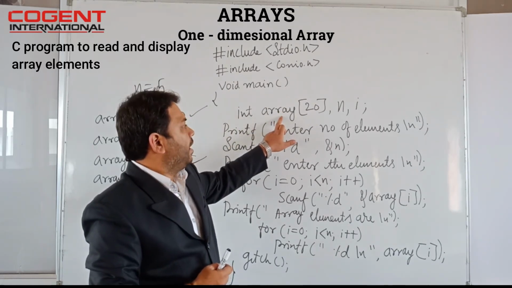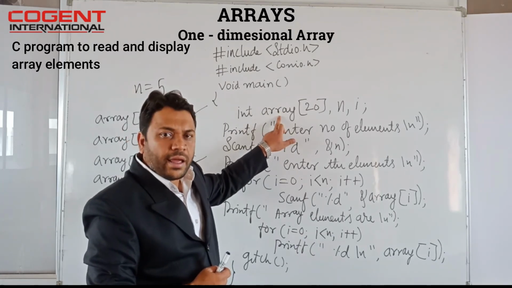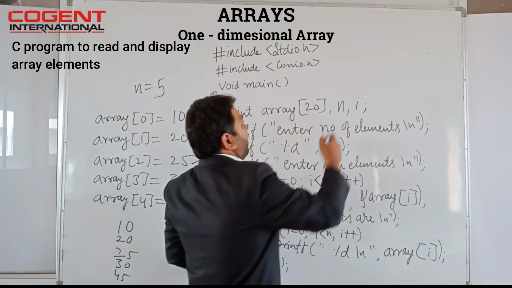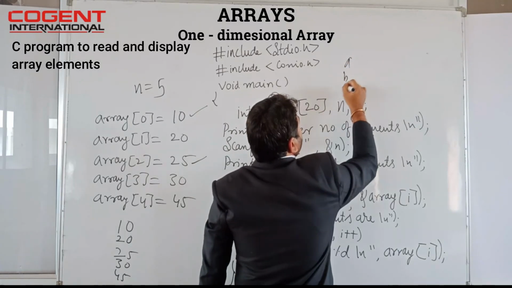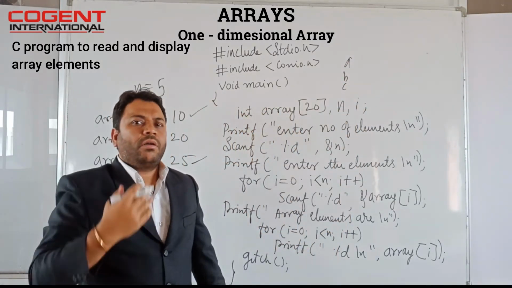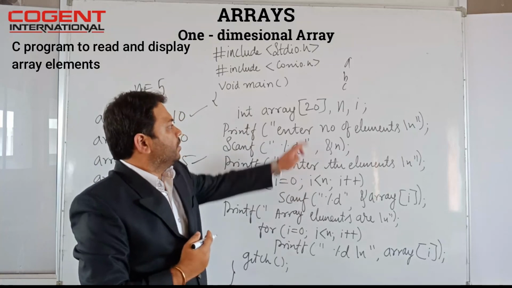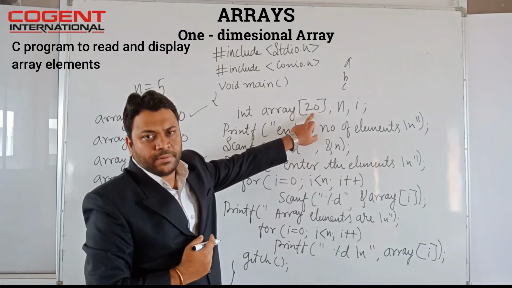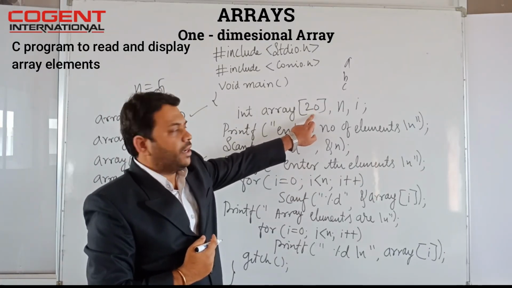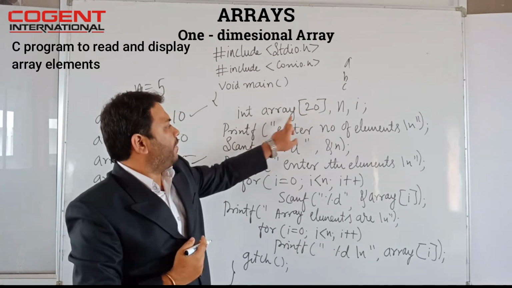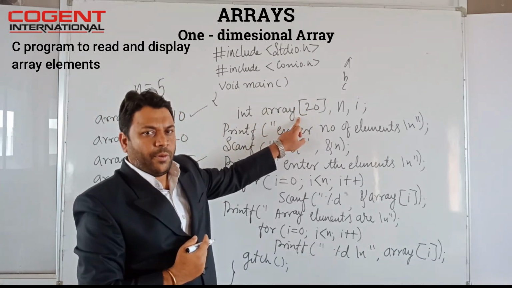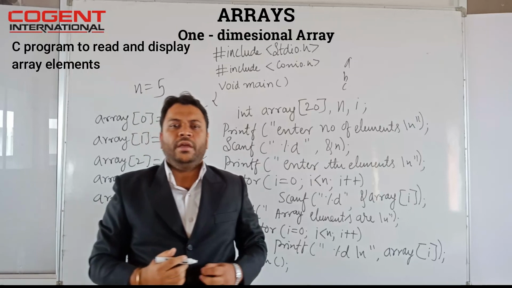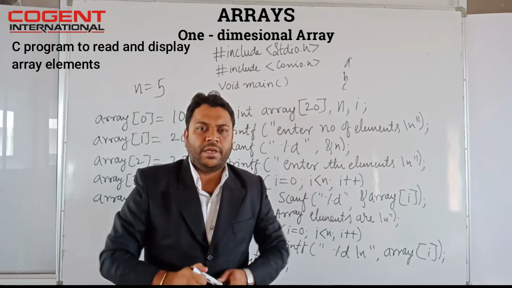In this example I am giving the name of the array as array itself. I can name it anything. I can name it A, B, C, I can even give my name or you can give your name. Then the array size, that is 20, so it can store 20 integer values. Getting my point? Okay. So this is how the array works in C programming.